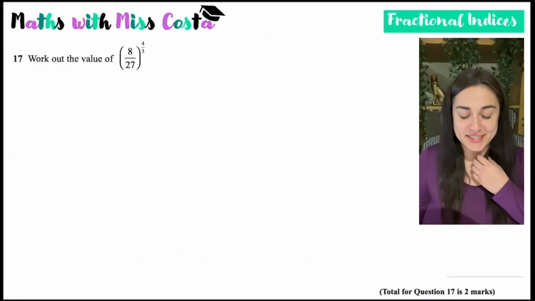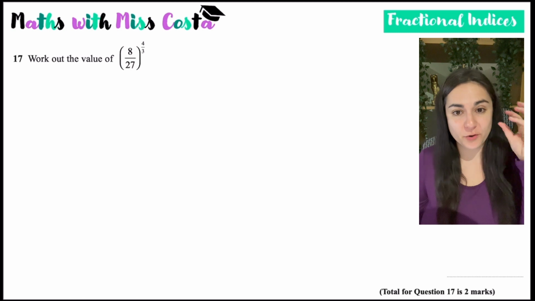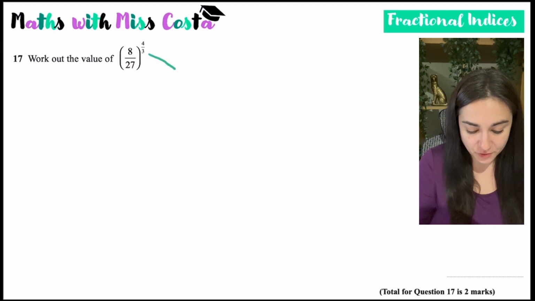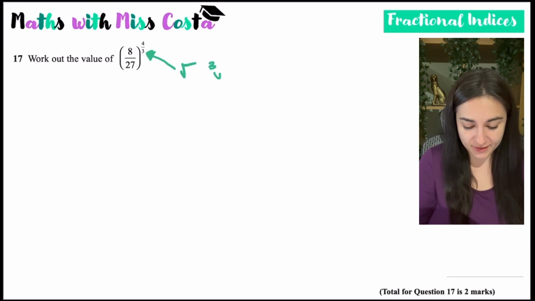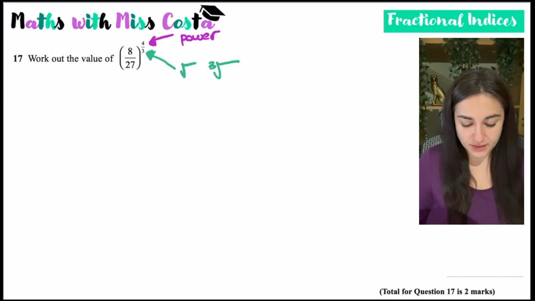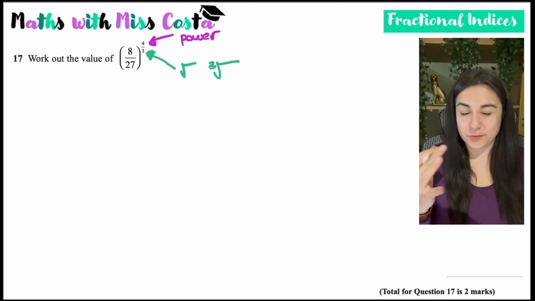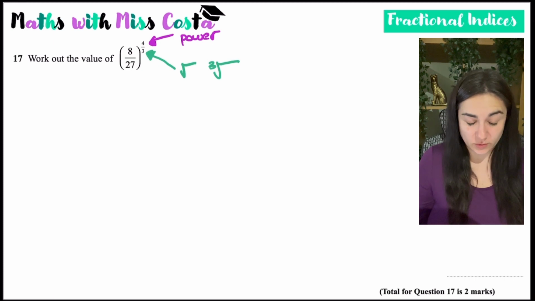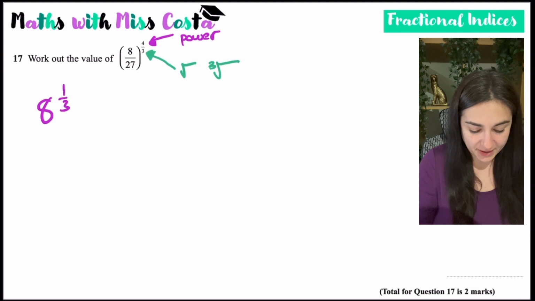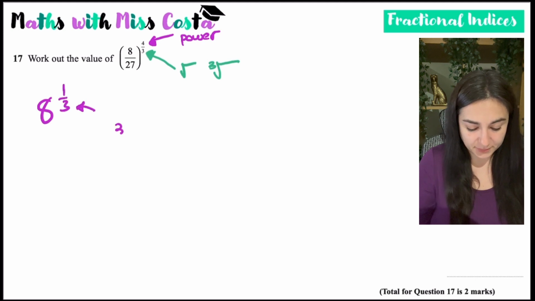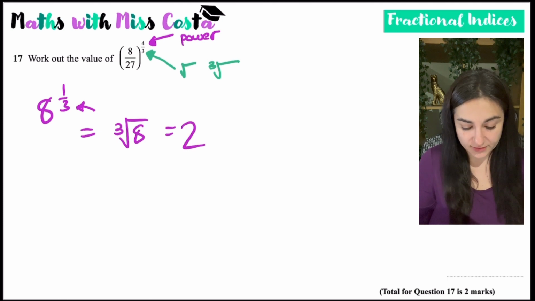Okay, next question, we're dealing with fractional indices. So whenever you've got fractional indices, the denominator always tells you what root it is. So if it's a 2, it would be the square root. In this case, it's a 3, so it's the cube root. And the numerator tells you what it's going to be to the power of. So just to quickly do a little brief. If I had 8 to the power of a third, that shows me it's the cube root. So I'd write that as the cube root of 8, which is 2.